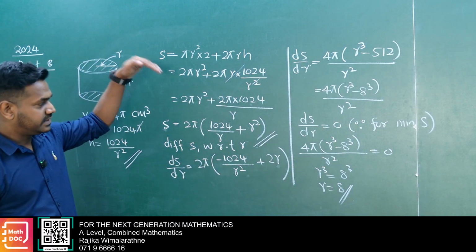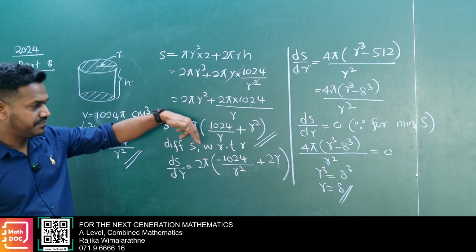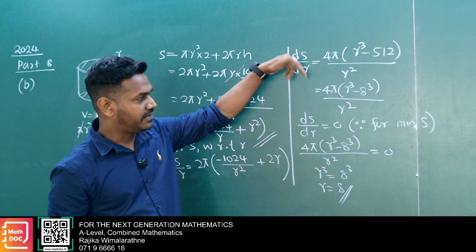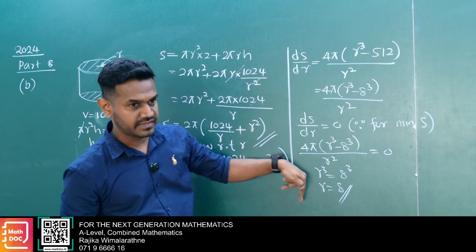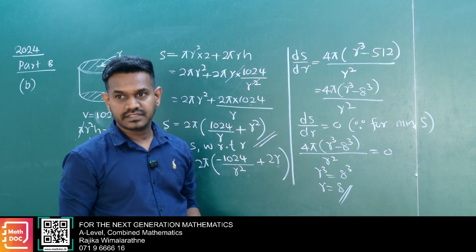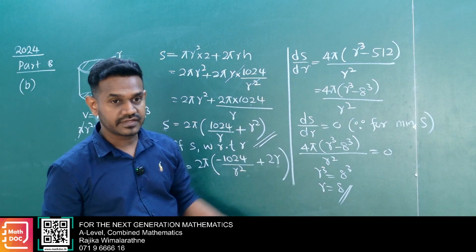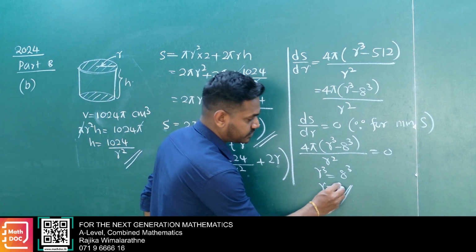You obtain the function, convert into single variable, differentiate, simplify and equate to 0, find the value. Okay, that's the procedure. Thereafter you check the sign of the function close to r equal 8.